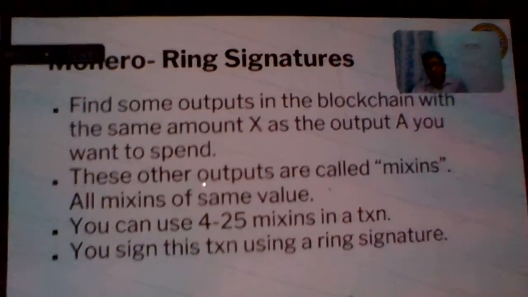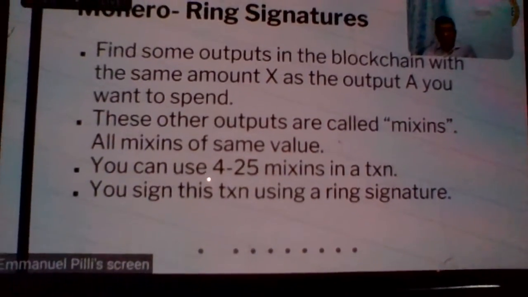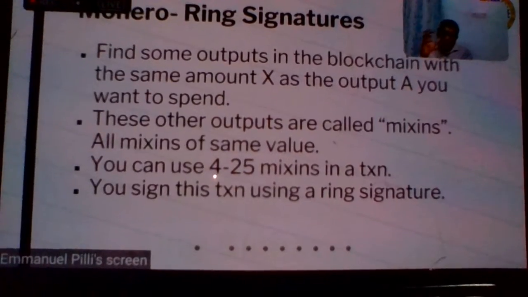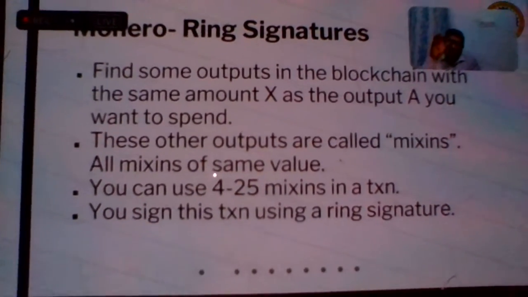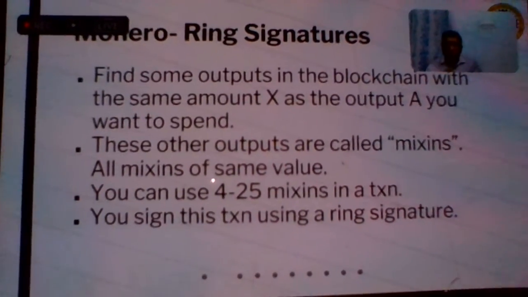So what you need to do is find some outputs in the blockchain with the same amount X as the output A you want to spend. There are some already spent transactions. You know that you want amount X, so whatever amount X transactions are there, you take them together. These other outputs are called mix-ins.